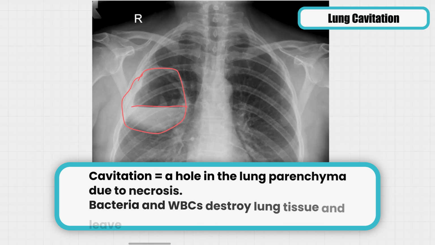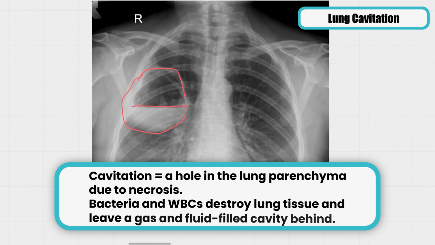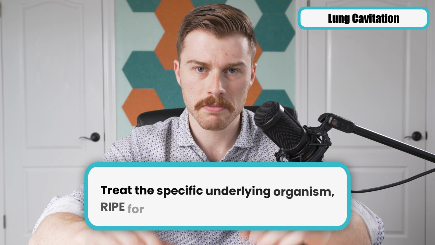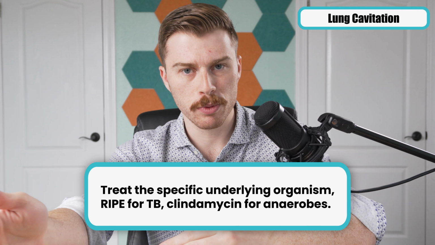Big bacteria that you'll want to know for this would be tuberculosis and Staph aureus causing these. Aspergillomas tend to form in people who have pre-existing lung cavitations, so be on the lookout for someone who previously had tuberculosis and now has a new cough and hemoptysis. You treat the underlying organism, TB with RIPE and anaerobes with clindamycin.